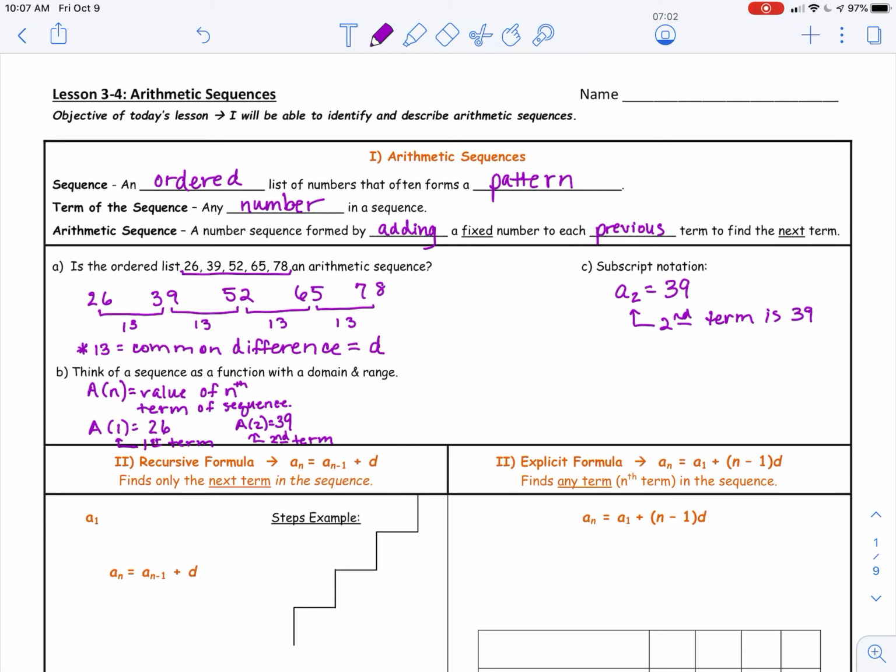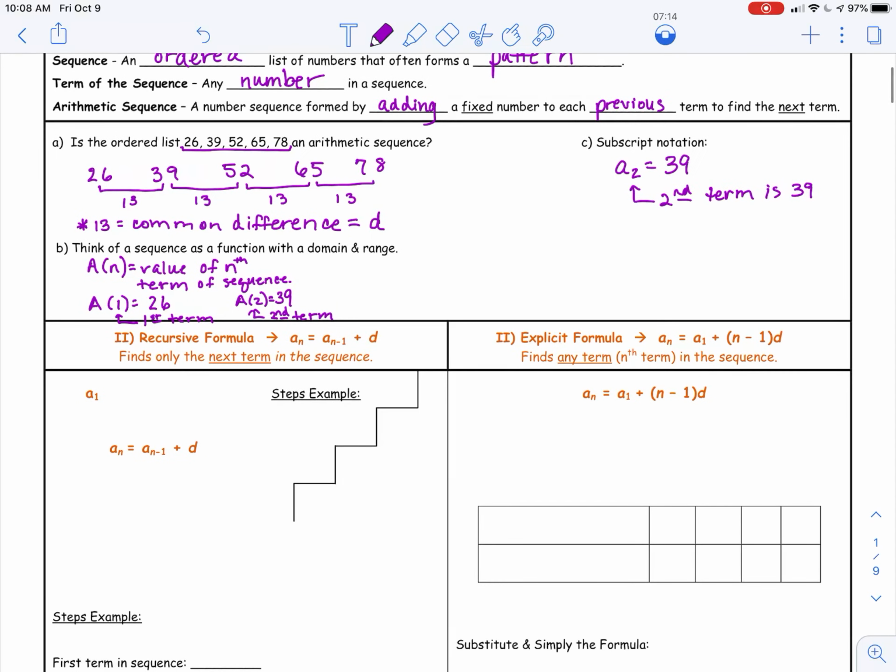Now today, that's the first thing. We wanted to get some understanding of what sequences are and the parts of a sequence. And now we're going to talk about two different types of sequencing formulas that we're going to learn. One is called the recursive formula. The other is called the explicit formula.